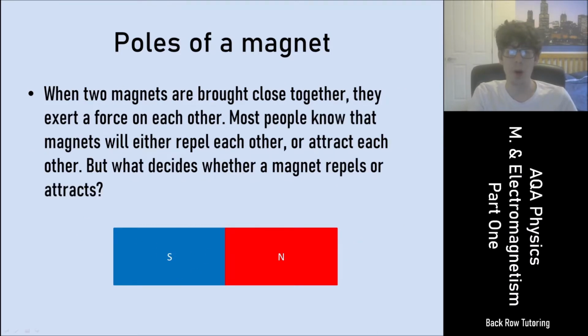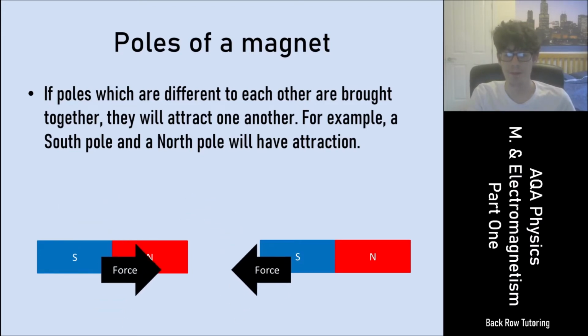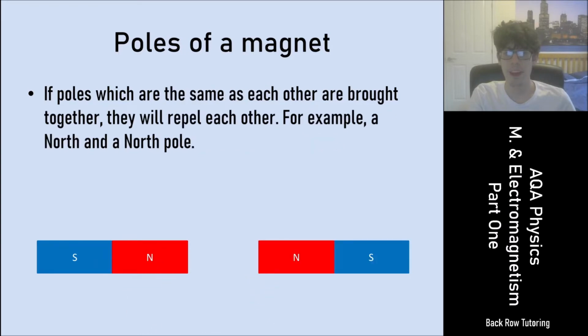When two magnets are brought close together, they exert a force on each other. Most people know that magnets will either repel each other or attract each other, but what decides whether a magnet repels or attracts? If poles which are different to each other are brought together, they will attract one another. For example, a south pole and a north pole will have attraction. If poles which are the same as each other are brought together, they will repel each other. For example, a north and a north pole.